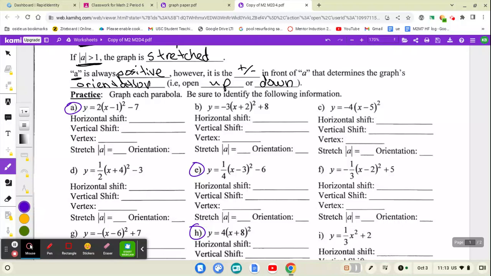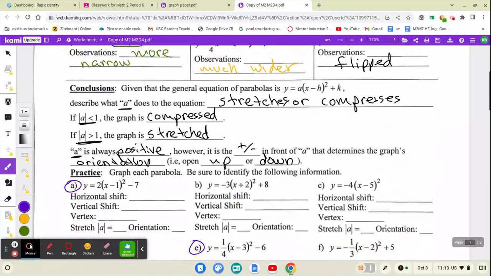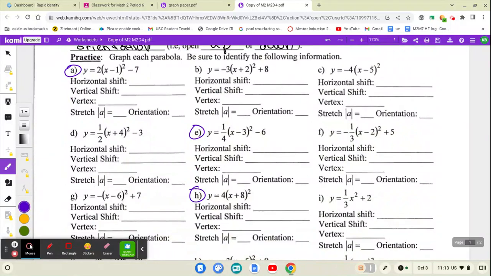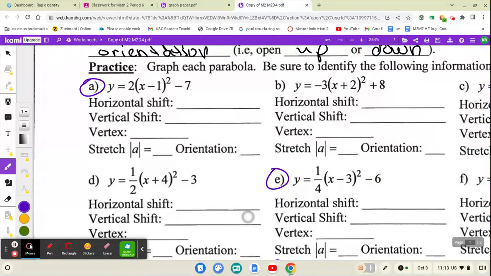Okay, this is video number 2 for Mod2 D4. Watch video 1 first if you aren't in class or if I wasn't in class. So we're going to do letter A, practice what we just learned. I'm going to first fill out the information on the worksheet, then we're going to go to our graph paper and graph it. So I always like to start with the vertex.